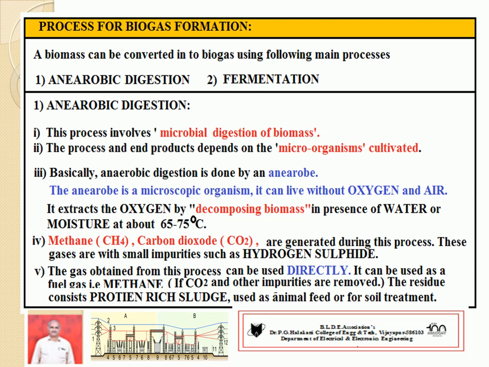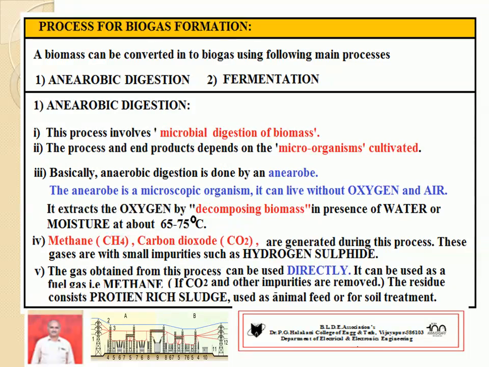Now a few words about the technology utilized for biogas formation. This process can be achieved in two technical ways: one, anaerobic digestion, second, fermentation. In anaerobic digestion, the process mainly involves microbial digestion of biomass. The process and end products depend on the microorganism cultivated. Basically this type of digestion is done by an anaerobe, a microscopic organism which can live without oxygen and air.